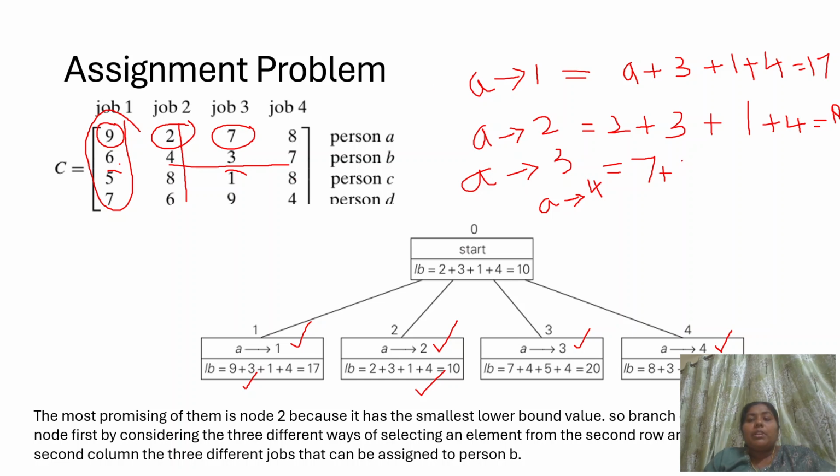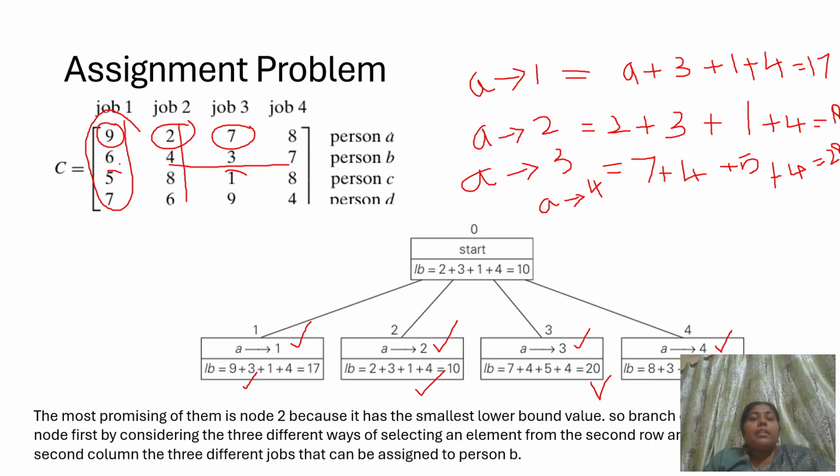6, 4, 7. Which one is minimum? 4 is the minimum. And next one, 5, 8, 8. Which one is minimum? 5 is the minimum. So I am just going to select 5. And 7, 6, 4. Which one is minimum? 4 is the minimum. So I am just selecting 4. So what is the total of this one? That is equal to 20. So this is the way of finding the lower bound for the next one. The lower bound for this one is equal to 20.